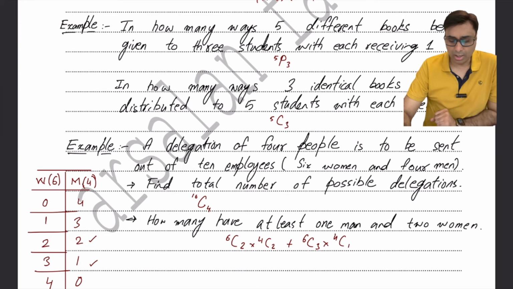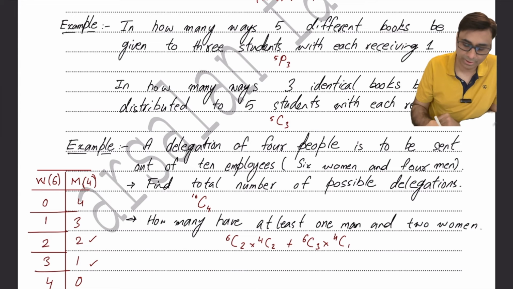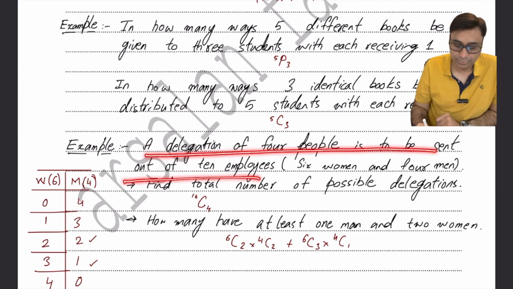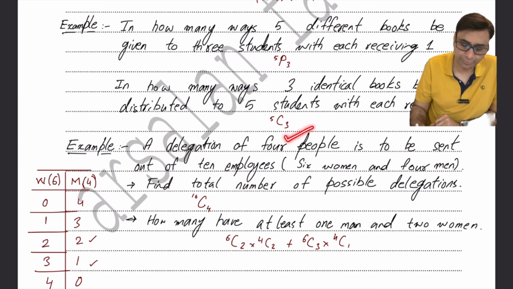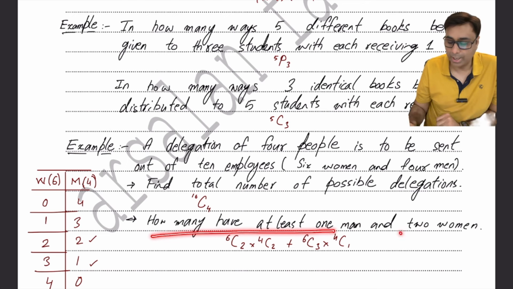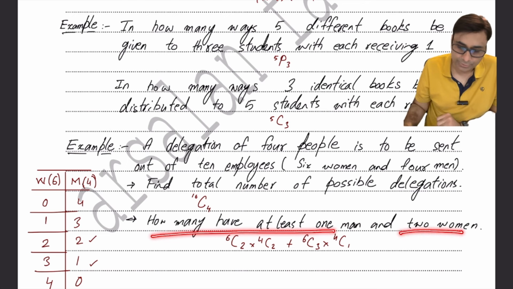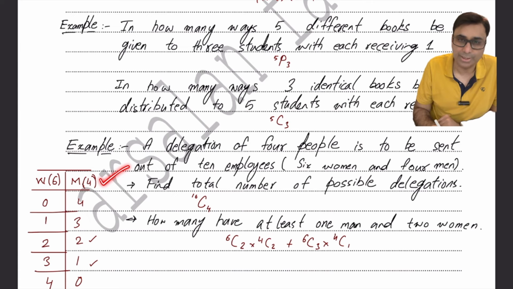Sometimes the questions come with certain restrictions. For example, it says a delegation of 4 people is to be sent out of 10 employees. If I have to select a delegation of 4 people out of 10 employees, that's going to be directly 10C4. And that's my answer for the first part. But when it says that it has at least 1 man and at least 2 women, then obviously it becomes slightly more complicated to view. And in those situations, I would suggest you make these kinds of tables to identify all possibilities.